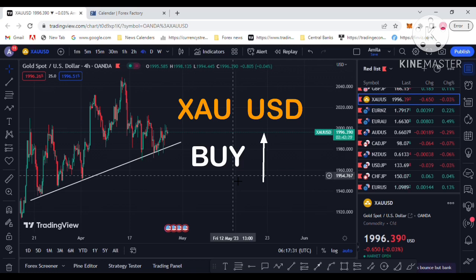Otherwise, the US dollar is getting weaker, so we sell XAU USD. That's the meaning of the dollar getting demand against gold. Otherwise, gold sells off against the dollar. So the dollar getting demand is the meaning of selling gold. So that's the buy and sell of the XAU USD pair.